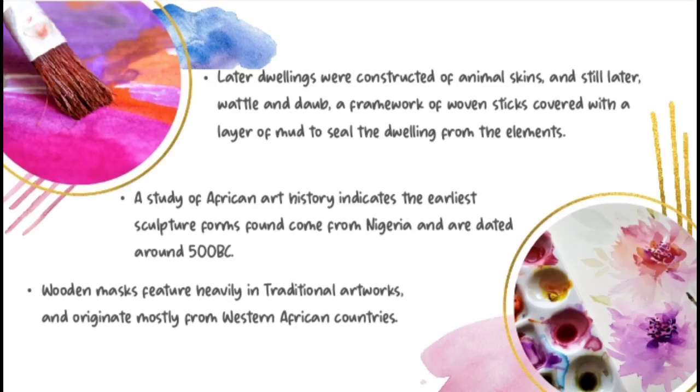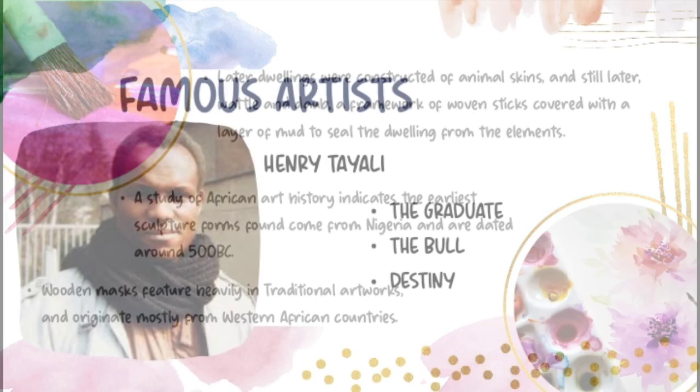Later, dwellings were constructed of animal skins, and still later, wattle and daub, a framework of woven sticks covered with a layer of mud to seal the dwelling from the elements. A study of African art history indicates the earliest sculpture found came from Nigeria and is dated around 500 BC. And wooden masks feature heavily in traditional artworks and originate mostly from Western African countries.